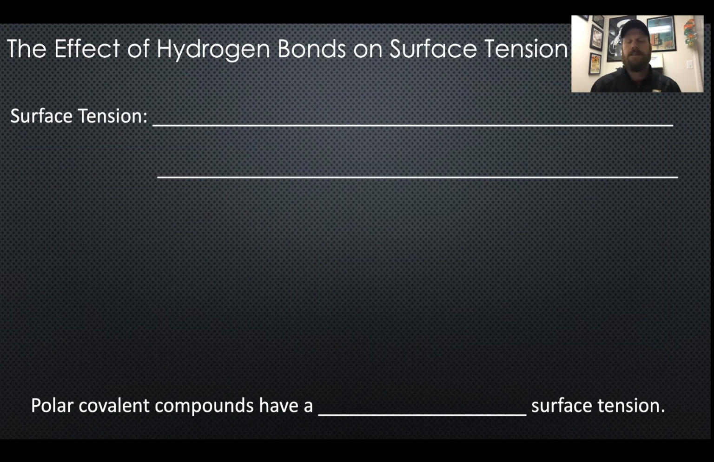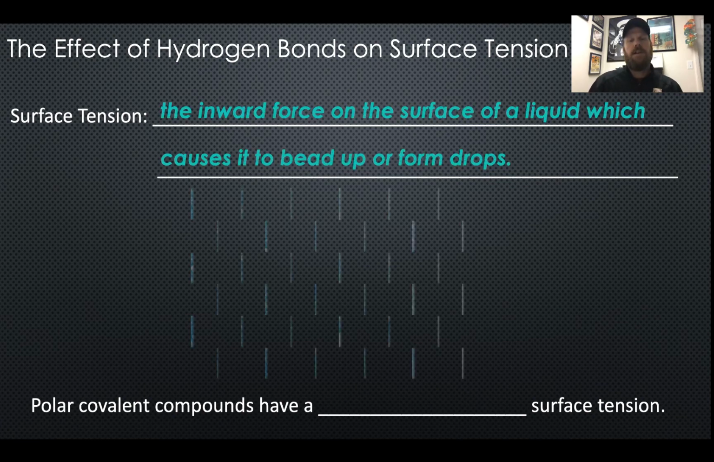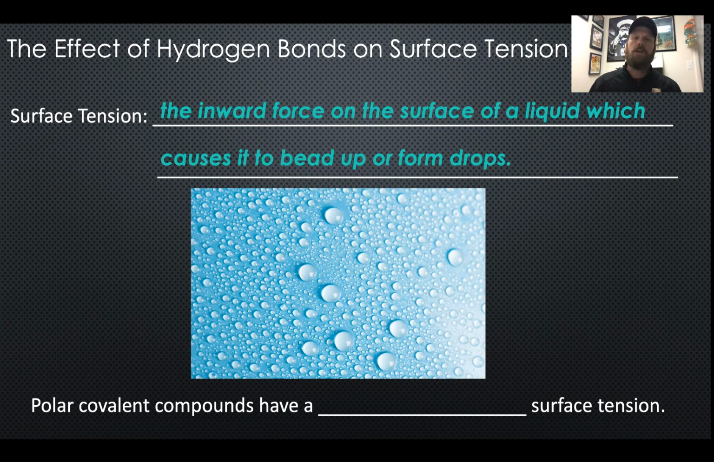Another property that's affected by a substance's ability to hydrogen bond is surface tension. A surface tension is an inward force on a liquid where the molecules of that liquid want to interact more with each other than they do their surroundings. It causes them to bead up.